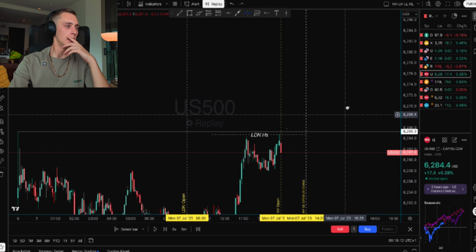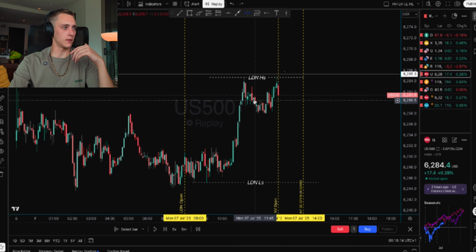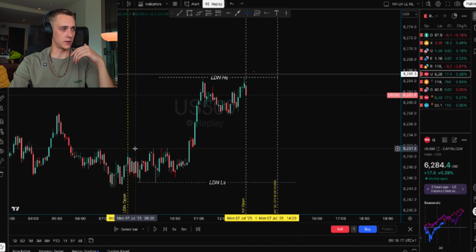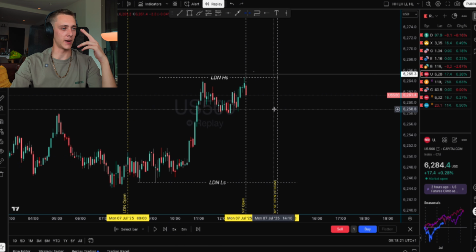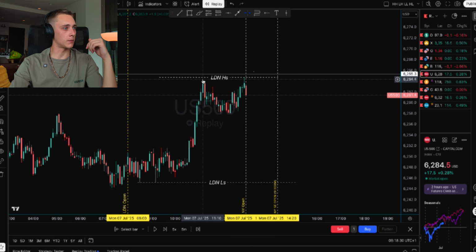So first thing that we do, mark out our session openings, which we got London Open, New York Open, and this is the macro session here at 9:30. Now mark out London highs and London lows. These are our first draws on liquidity.